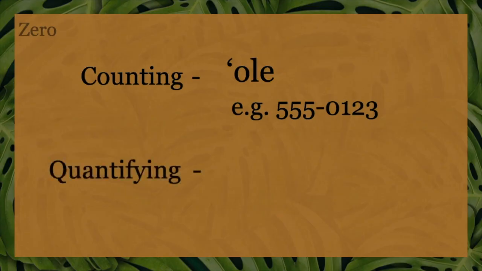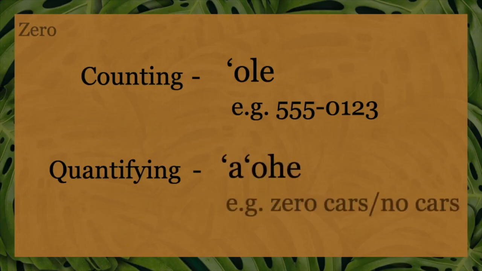But if you are quantifying using 0, you use aohe. So say 0 cars, or really no cars. Aohe ka'a. So ole, if you're just talking about the figure or the digit 0, but if you're quantifying something, saying essentially there is no number of objects, 0 number of objects, aohe.